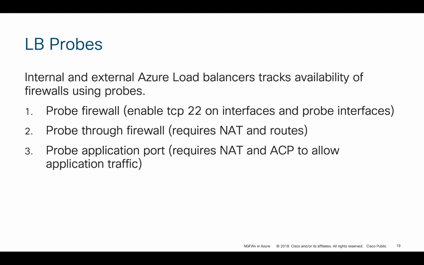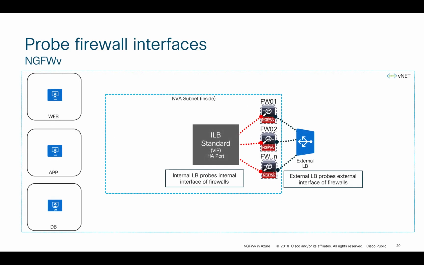Third one is a probe application port. So instead of adding probe ports and doing a lot of configuration there, you can also probe your application ports, because if you have your application server on the other side of the firewall, you will definitely create your NAT and access control policy. You can use those same NAT and access control policies to send your probe traffic as well. So this is what we do on the probe side.